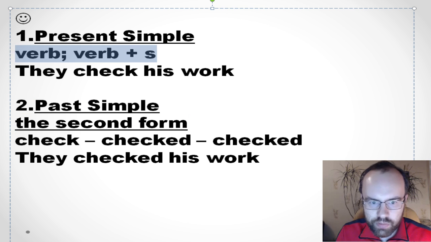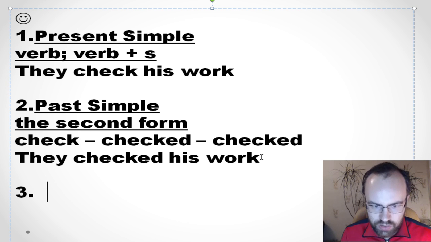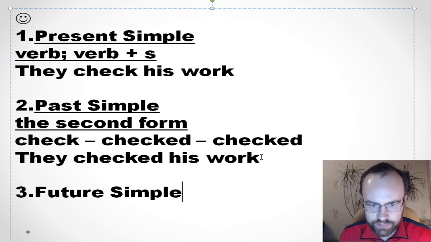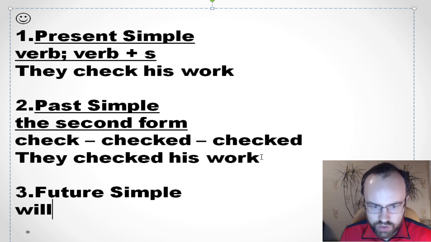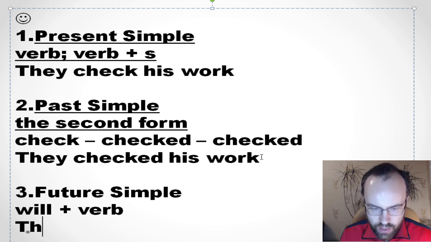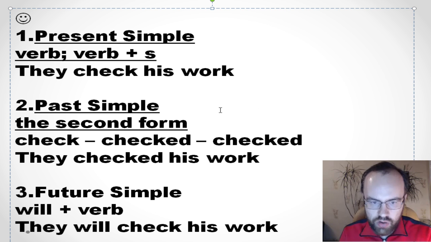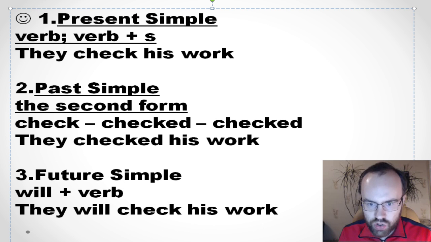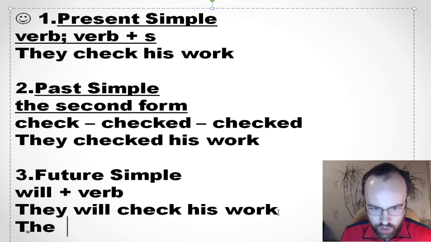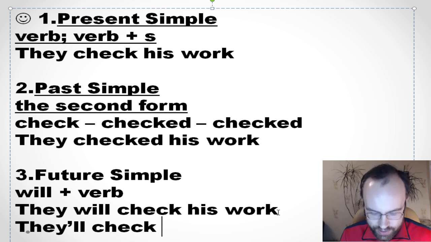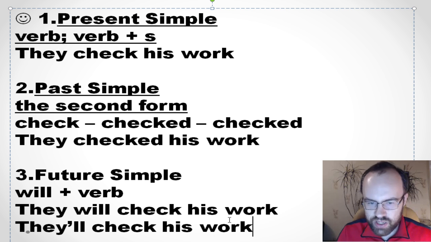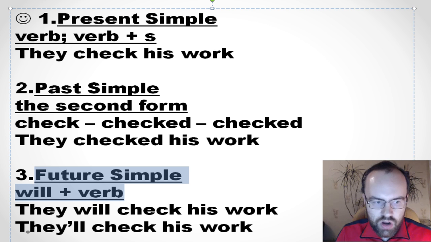So what about future simple? It's also very easy. So how do we form it? Will plus verb, and we talk about the future. So they will check his work. Normally we use a short form instead of a long form. So you say they'll check his work, and it's a very good idea to say it this way. It sounds very natural. Well done. Okay, next.